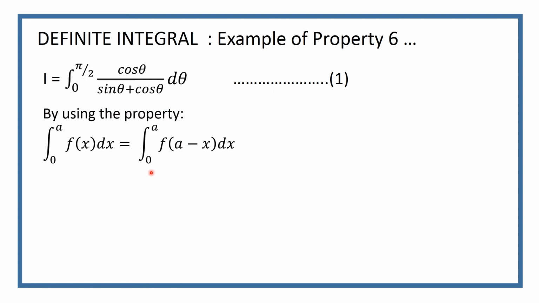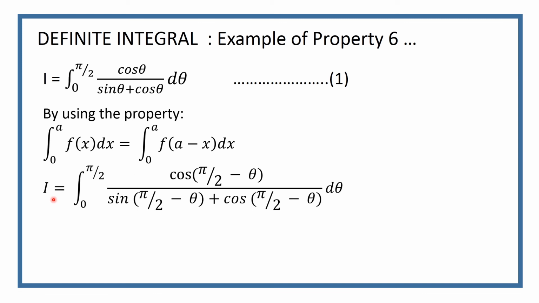Now by the property, integration 0 to a f of x dx equal to integration 0 to a f of a minus x dx, we can write I equal to integration 0 to pi by 2 cos (pi by 2 minus theta) upon sin (pi by 2 minus theta) plus cos (pi by 2 minus theta) d theta. So instead of theta, I have written pi by 2 minus theta everywhere. Why? Because we have used the property. Afterwards, we get I equal to integration 0 to pi by 2 sin theta upon cos theta plus sin theta d theta, and we'll call this equation number 2.